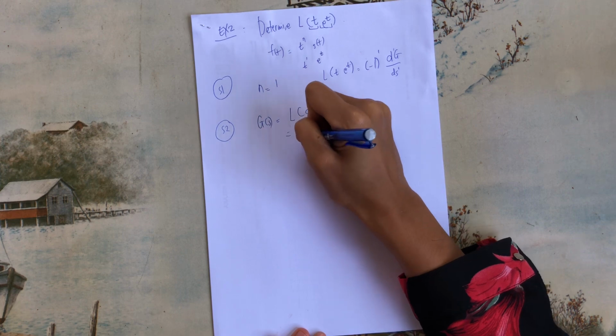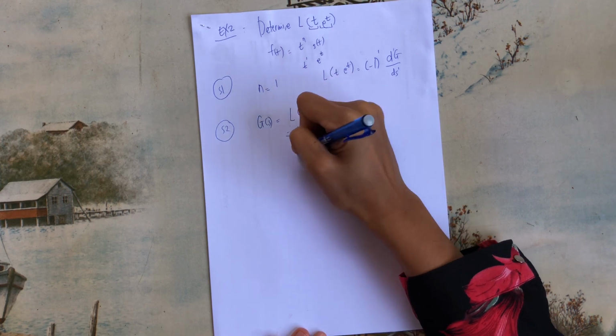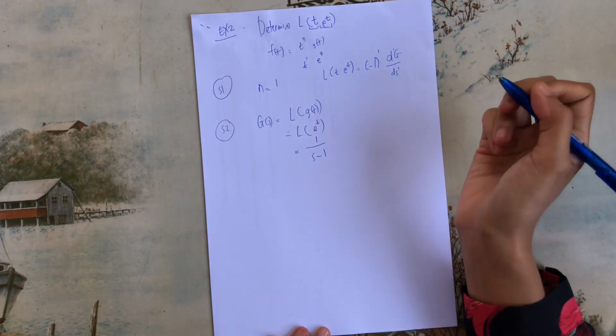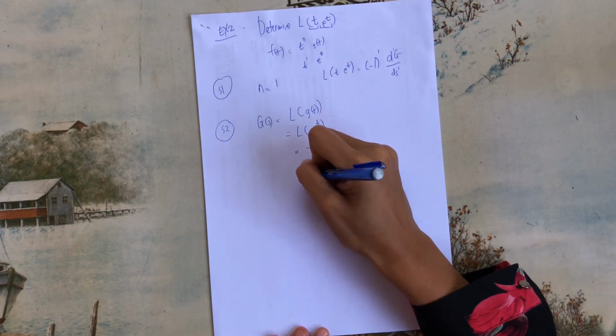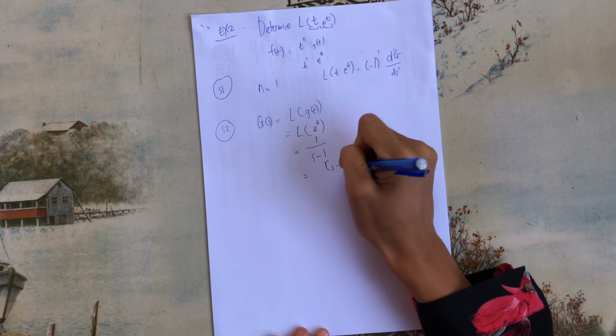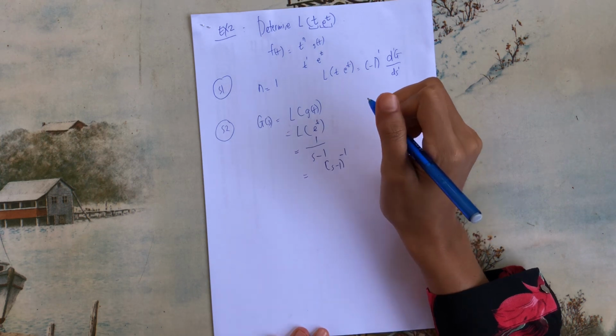Okay, so step number 2, you need to find out your G(s), and your G(s) is the Laplace transform for g(t), and your g(t) is e^t. So by using the table, the answer is 1 over s minus 1. So I will bring this one up, so it will become (s minus 1) power negative 1.